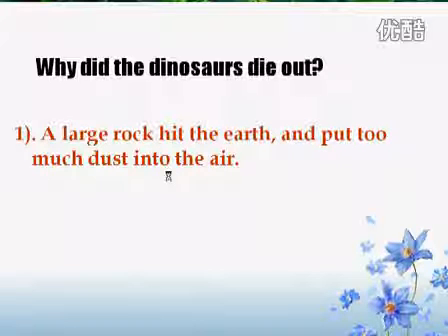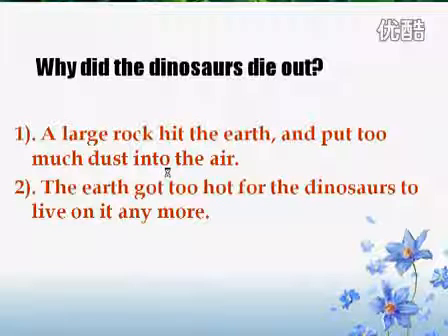Well, the first one, a large rock hit the earth and put too much dust into the air. That is one reason given by the passage, right? Okay, second, the earth got too hot for the dinosaurs to live on it anymore. It's about the climate. Second reason given by the text. Okay? But actually nobody knows for sure, right? Yeah. Okay, now let's move on.